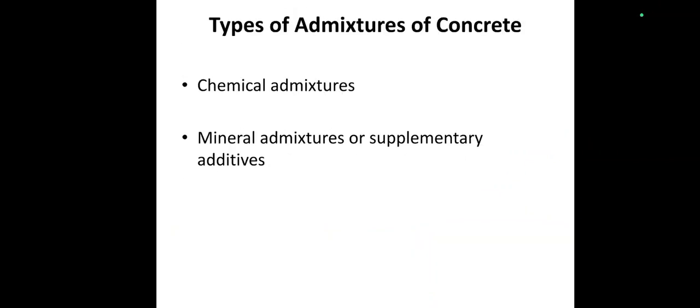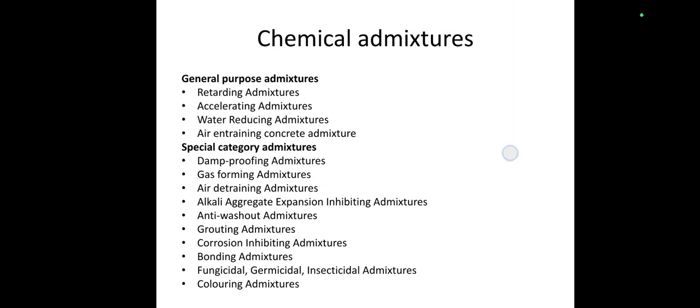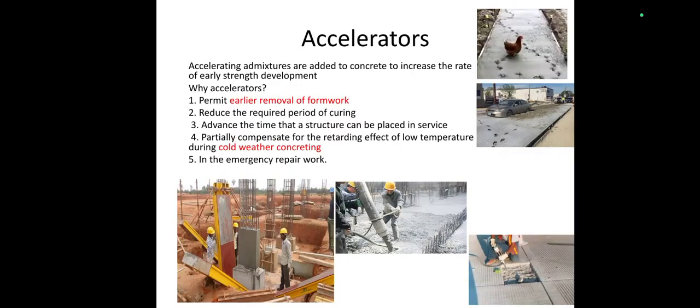Regarding the types of admixture, there are two types: one is chemical, another is mineral. First we will see chemical admixtures. These are the different categories of chemical admixtures available in the market. We will see them one by one. First of all, accelerators. As I already told, if I want to increase strength development very fast, then we should go for the addition of an accelerator.